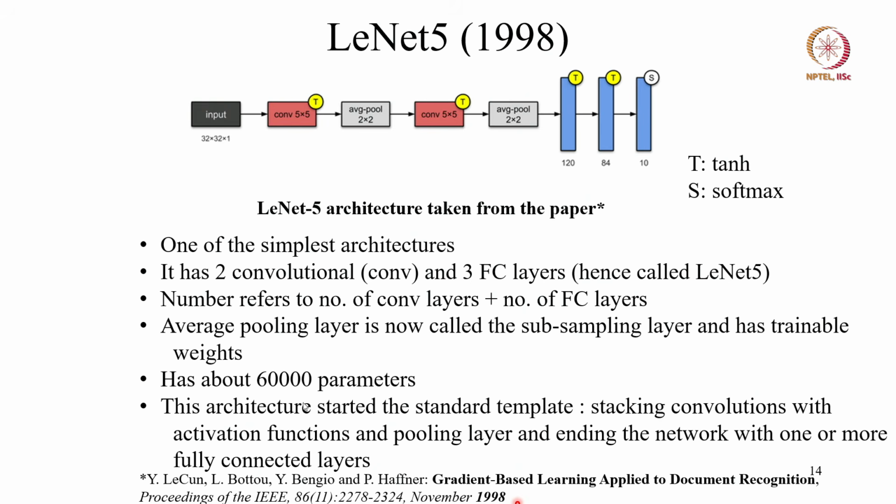So it has around 60,000 parameters. Okay, so it has quite a lot of parameters which need to be trained, right? So what you're doing here is stacking convolutions, which have activation functions. The tanh is the activation function used here, and for the final fully connected layer, you're using softmax because that needs to be used for classification.